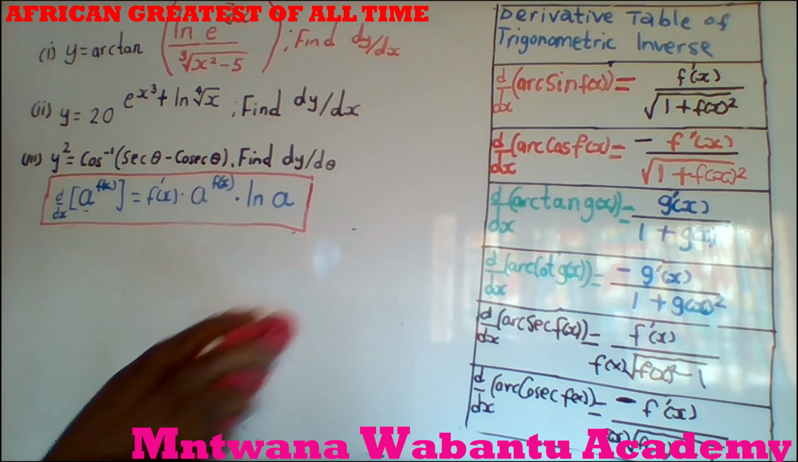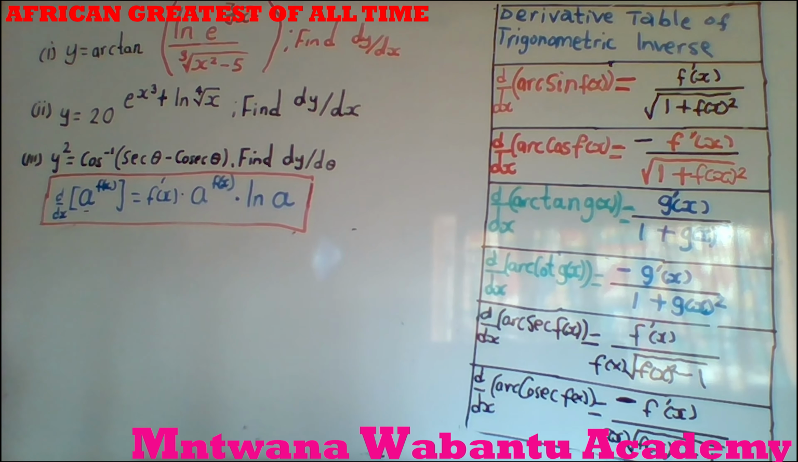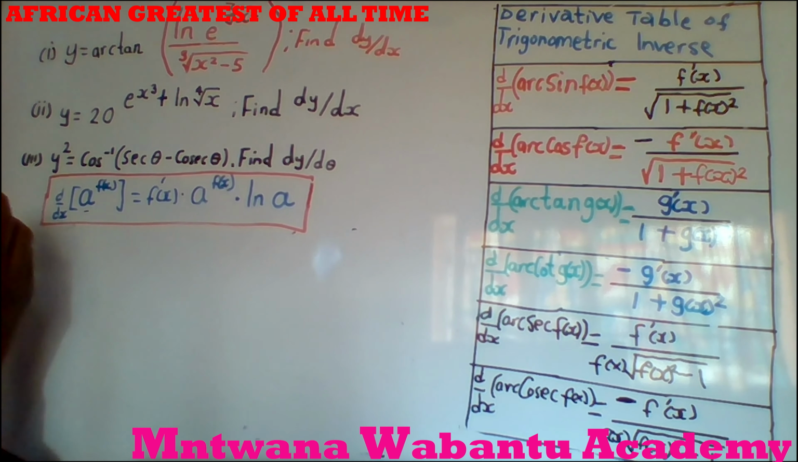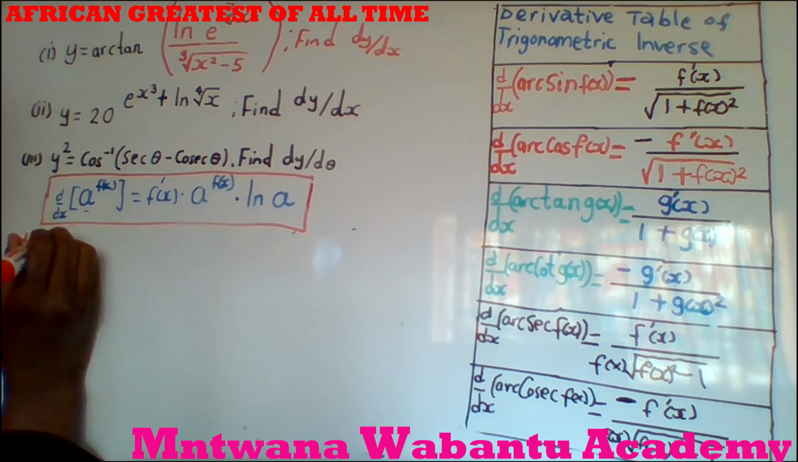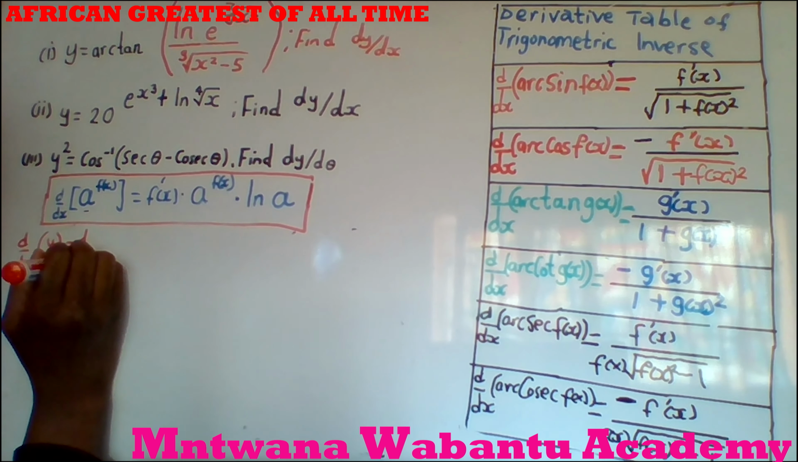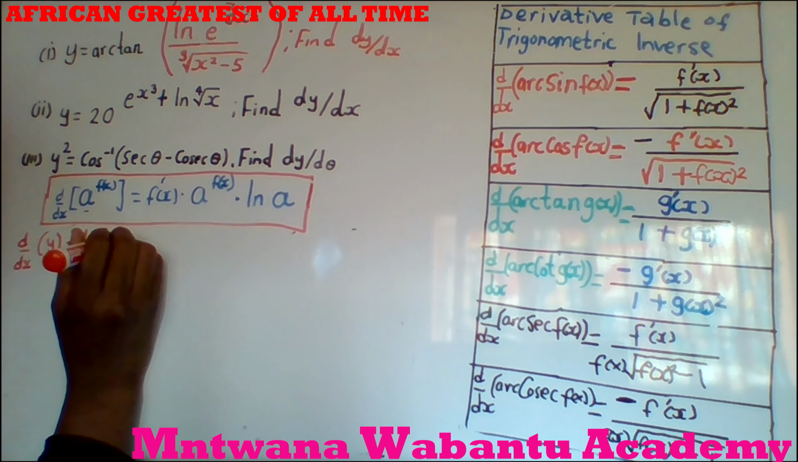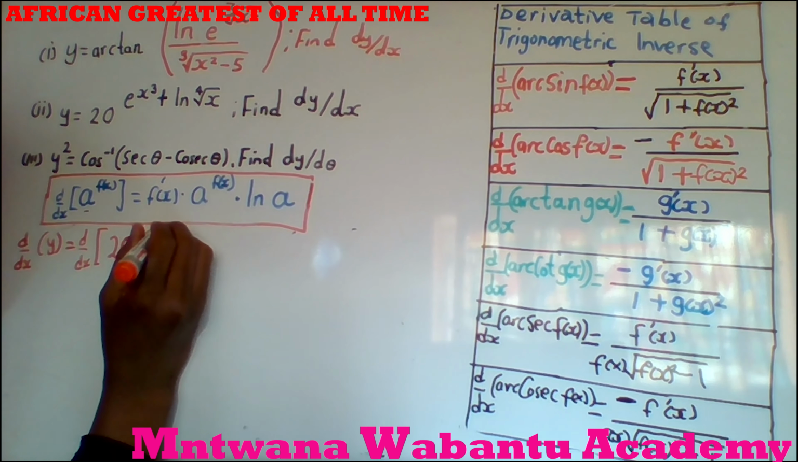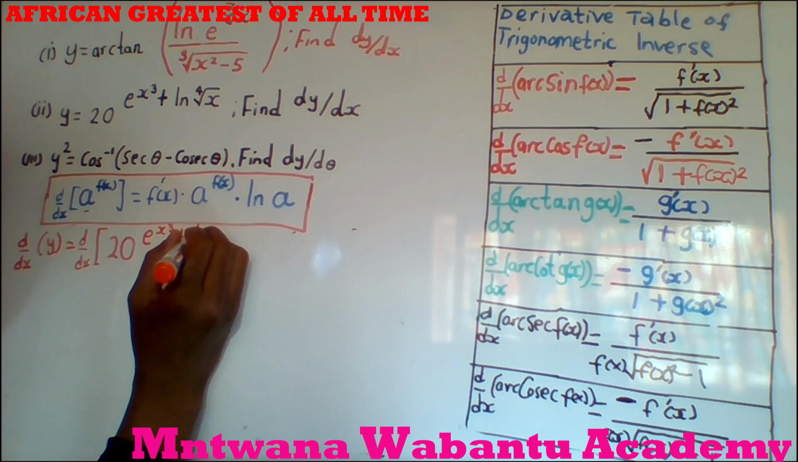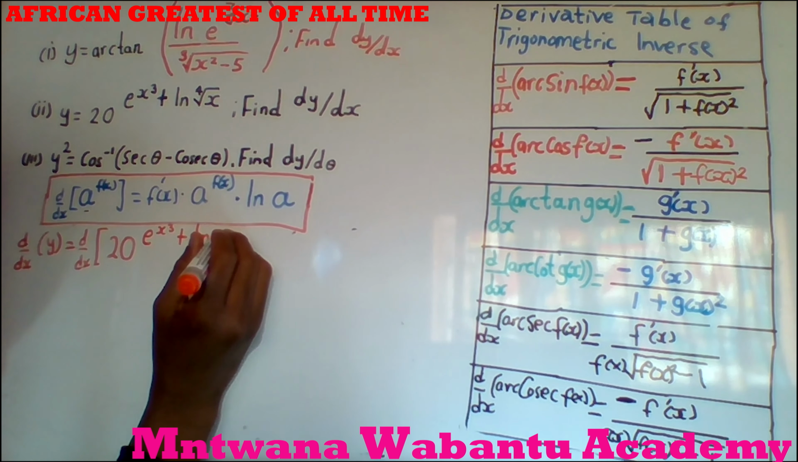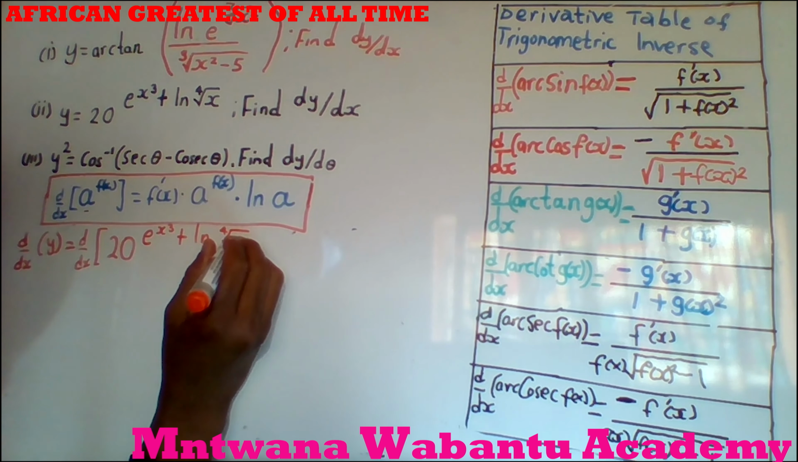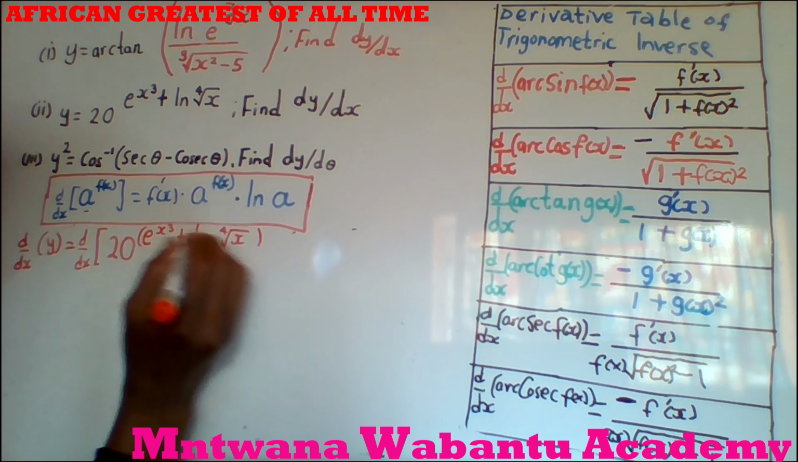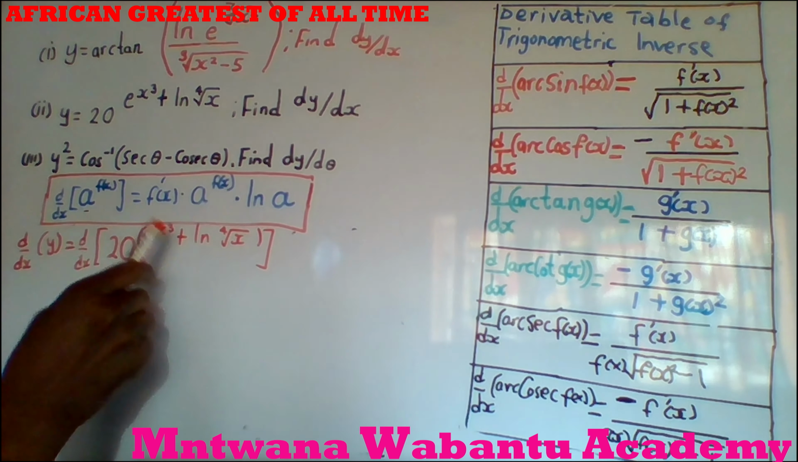So now we're going to say for that one, same thing, just like the one we just solved. My approach is going to be to differentiate the left-hand side, which is y, and on the right-hand side also differentiate what is given, which is 20 to the power e^(x^3) plus ln of the fourth root of x. So this is our function, a to the power f of x.